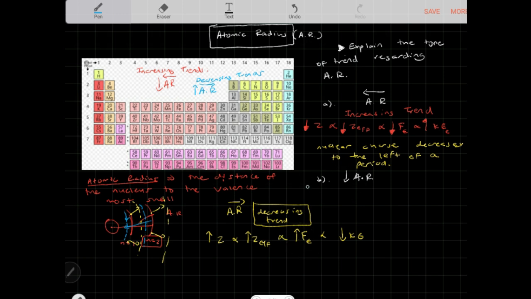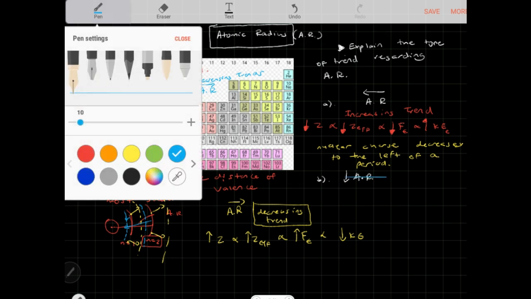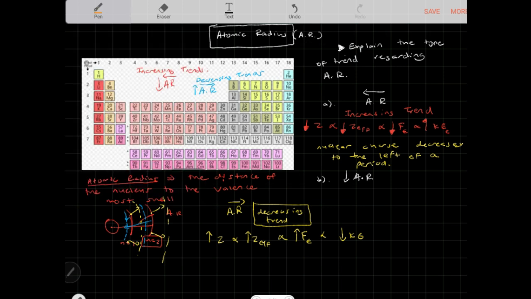Let's take a look at the second trend that we have here. This time, we said that atomic radius increases down a group, right? Let's explain why it increases down a group. As you go down this way, down a group, the atomic radius will increase. That means that calcium will have larger size than magnesium, potassium is larger than sodium, sulfur is larger than oxygen, and so forth, right?